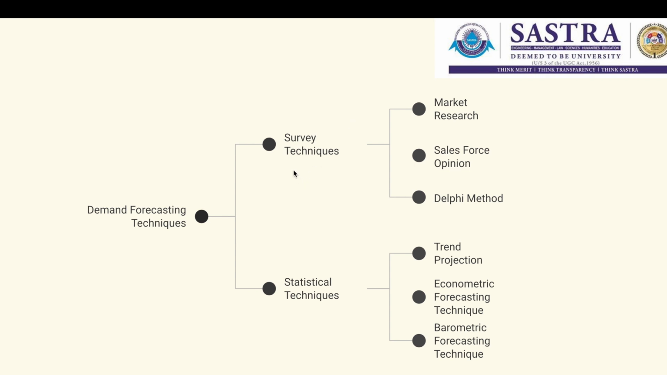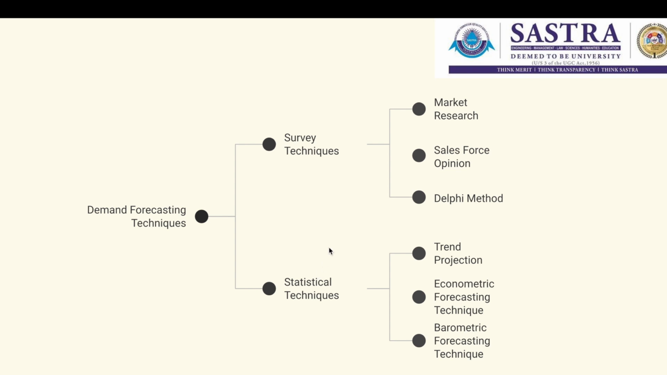The first technique is the survey techniques, which is further comprised of the three techniques that are here. I'll quickly explain what survey techniques are. As the name suggests, they are techniques that involve taking a survey. We approach a specific set of people, obtain data from them, and using that feedback, we try to predict how the demand is going to change. In statistical techniques, instead of directly approaching the people, we handle numerical and raw data.